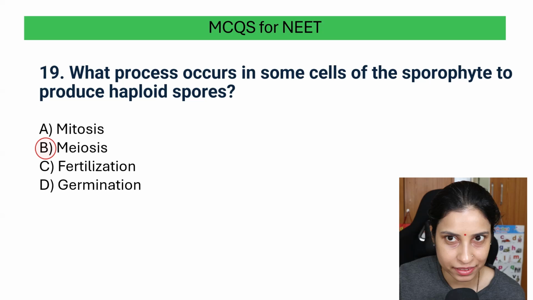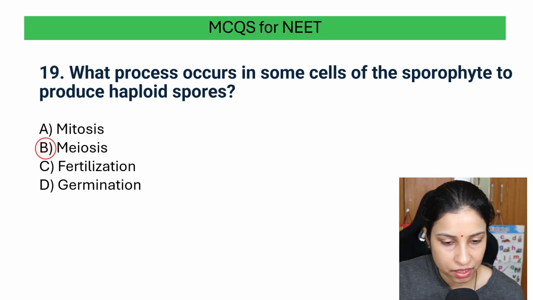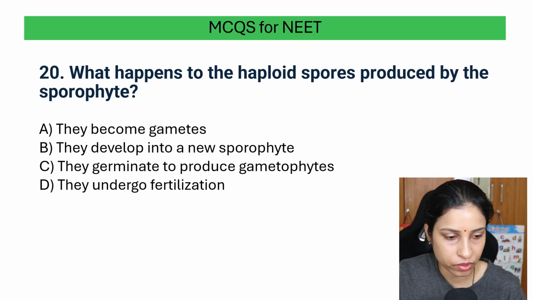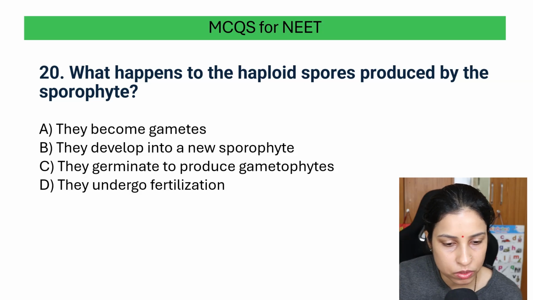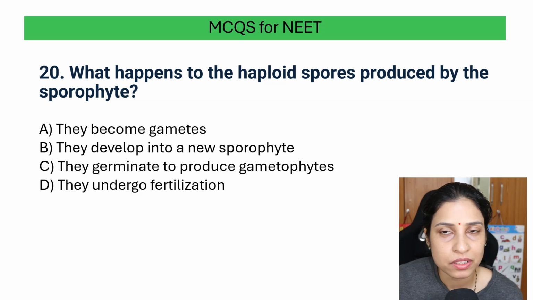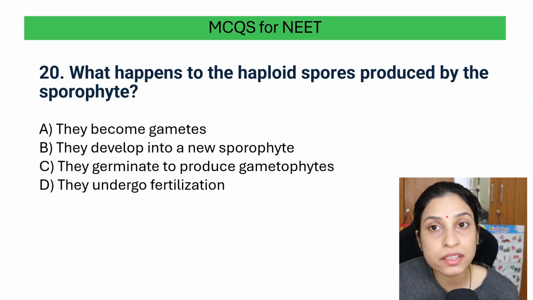Okay? Is that clear? Next, moving to next question number 20. What happens to the haploid spores produced by the sporophyte? What is the next step? The spores are produced from the sporophyte. Then what is the next step?